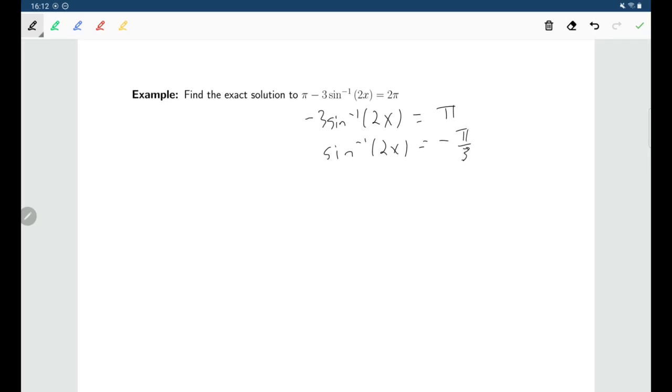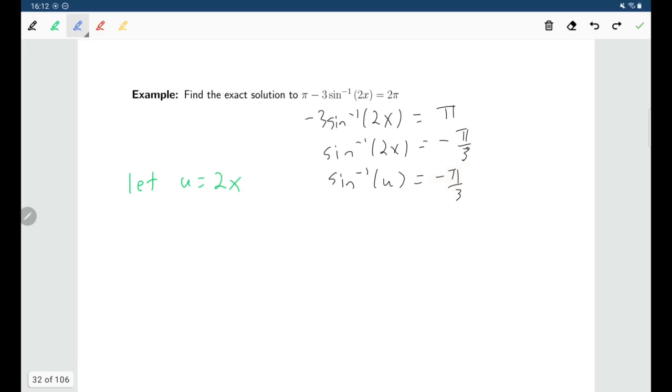And next, I'm going to do a little substitution here. Since I'm not looking at sine inverse of x, I'm looking at sine inverse of 2x, to help myself out, I'll do a little substitution, replacing the 2x with u, so that we've got sine inverse of u equals negative pi over 3. And I know that we're going to have a solution here because negative pi over 3 is in the range of sine inverse.